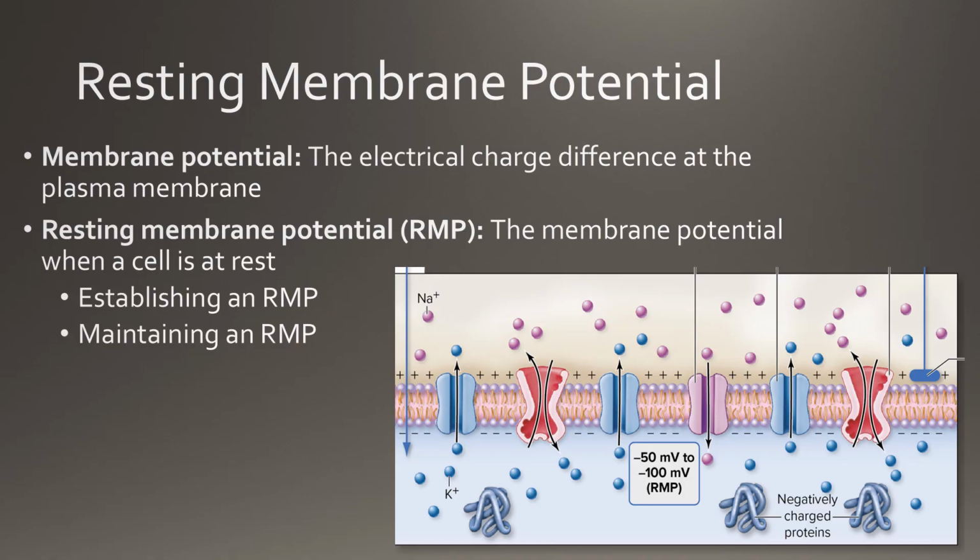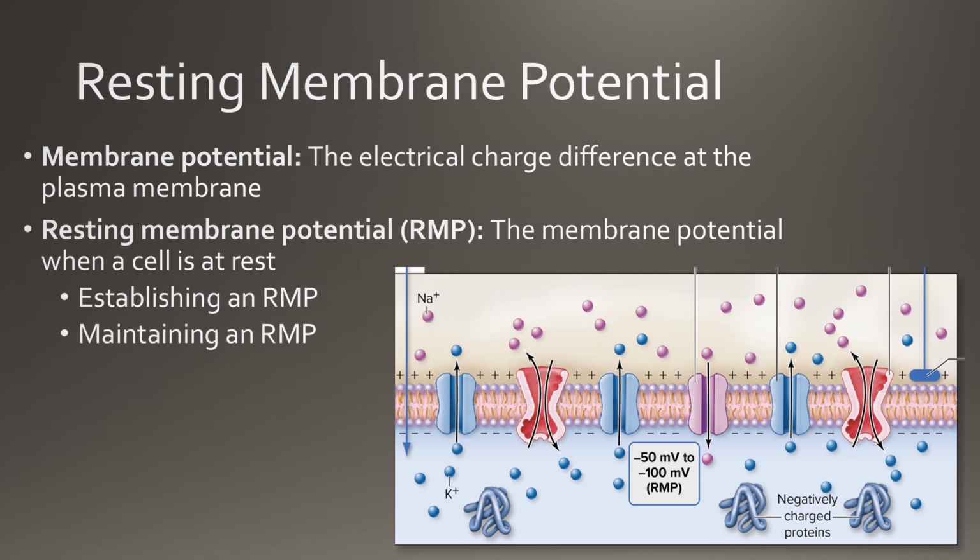Membrane potential refers to the electrical charge difference across the plasma membrane of a cell, representing potential energy. Resting membrane potential is when the membrane potential of a cell is at rest and is crucial for normal function, especially in muscle and nerve cells. Establishing a resting membrane potential starts with an unequal distribution of ions.